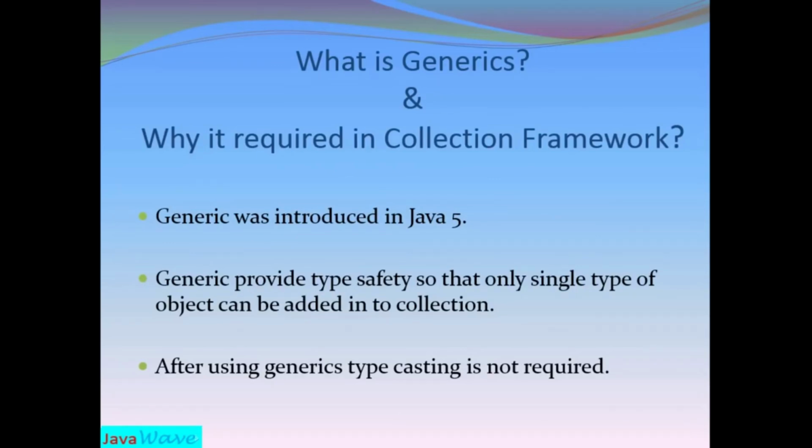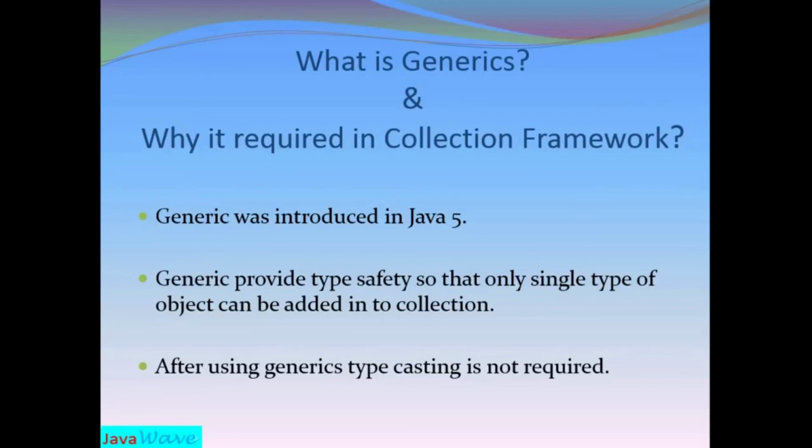So let's start. What are generics and why are they required in the collection framework? Generics were introduced in Java 5 and generics provide type safety so that only a single type of object can be added into a collection. And after using generics, typecasting is not required. So why are we using generics in the collection framework? So that only one type of object can be added into a collection, and if it is one type of object then there will be no typecasting required.